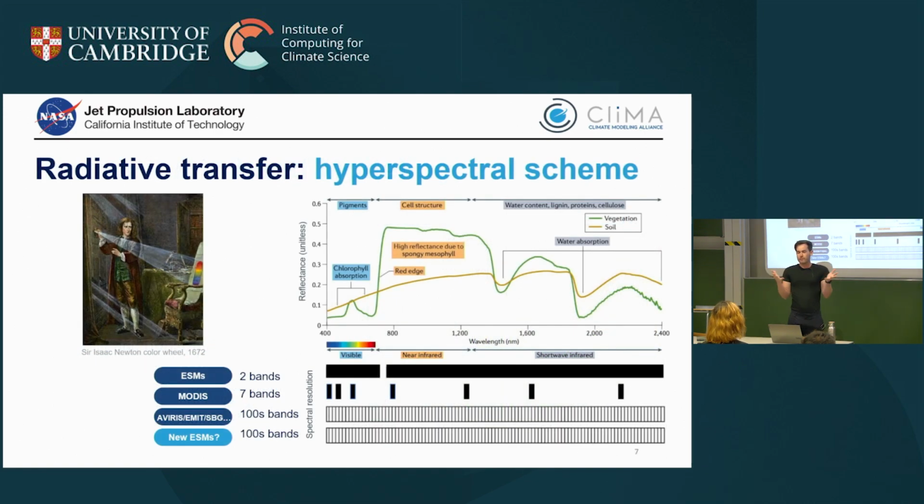And why a hyperspectral radiative transfer scheme? Well, I had to show a picture of this dude here since we're in Cambridge. For a long time, we have known that light contains lots of different colors, and different parts of the spectral radiation, the short radiative band from 400 to 2400 nanometers, indicate lots of different properties of the land. So we can get a lot of information if we go from a 2-band Earth system model to a hyperspectral Earth system model. So we can start thinking about surface processes like that.